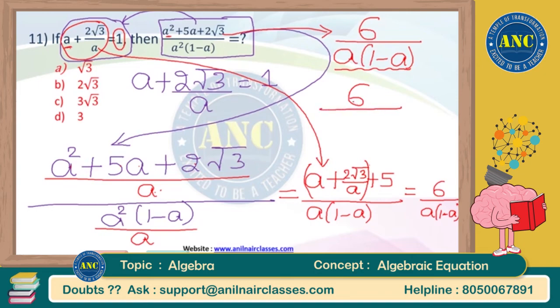Final answer is 6 divided by 2 root 3. So this is 2 into 1, 2 into 3. Answer is 3 divided by root 3. But 3 can be written as root 3 whole square. Root 3 whole square divided by root 3. Final answer is root 3, which is option A.